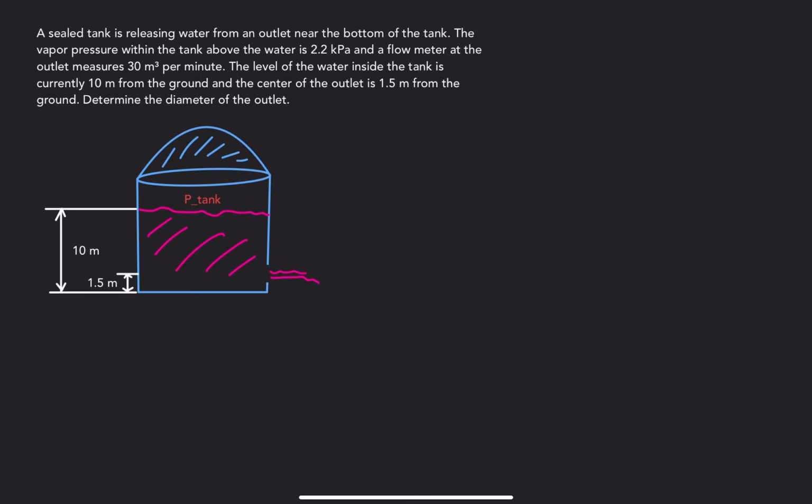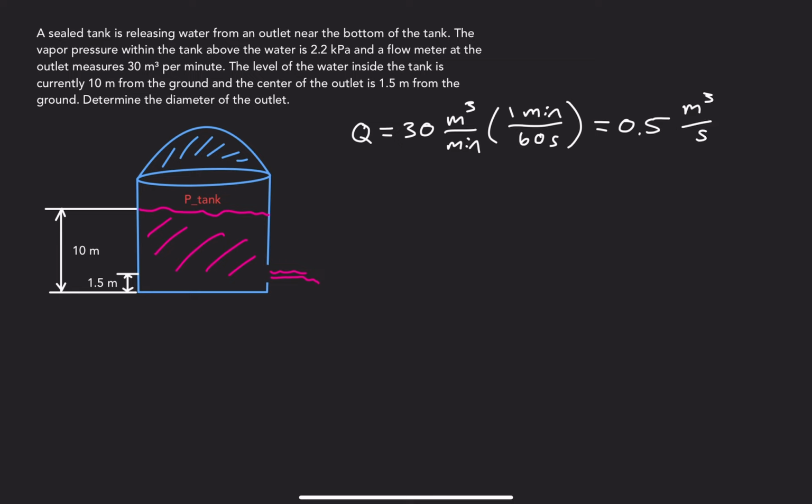All right, so I'm going to write down our known information. So our flow rate at the outlet is 30 cubic meters per minute. And if we convert that to cubic meters per second, since 30 divided by 60 is a half, we have that our flow rate is 0.5 cubic meters per second.